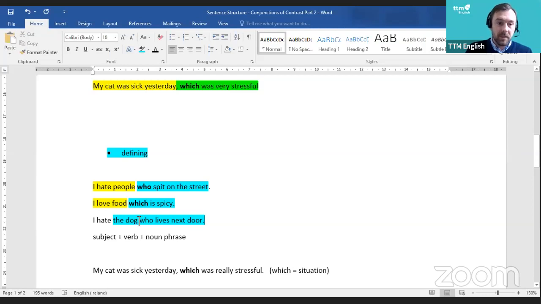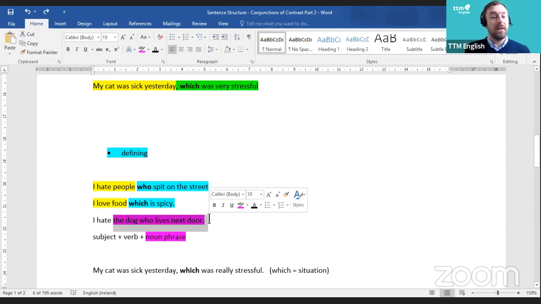Okay, so in this case, what's a different color? It changes to purple. It now becomes a noun phrase, a part of it. So it's really interesting that we look at it. We can divide the sentence up here and say that's the main clause. And then we can divide the sentence up here and say, well, actually it's subject verb. And then we've got the noun phrase, which includes a relative clause inside it.